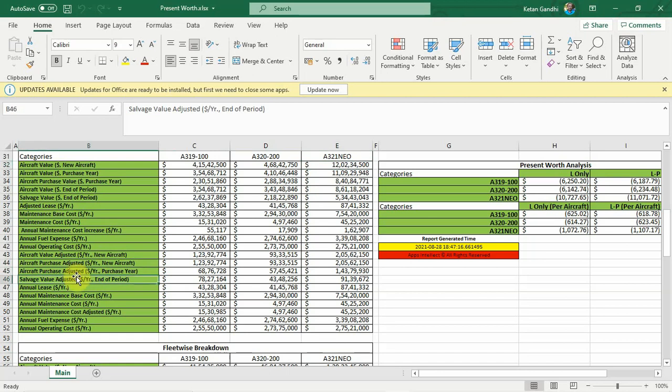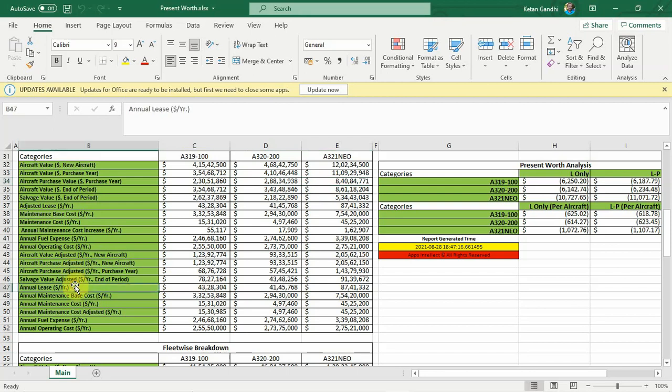Then we'll have aircraft purchase adjusted for the purchase year. So this is calculated based on the value of minimum rate of return, then the cycle period and the aircraft purchase value which we had here. So this value will be taken into calculation, 840,000. So this is the way the adjusted values are calculated.